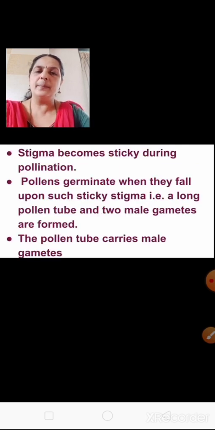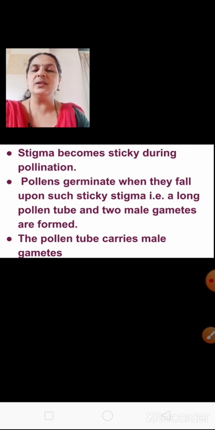So what happens during pollination? How are the pollen grains able to stick to the stigma? During pollination, the stigma becomes sticky. You all know any powder can stick to that. And these pollen grains are in powder form.